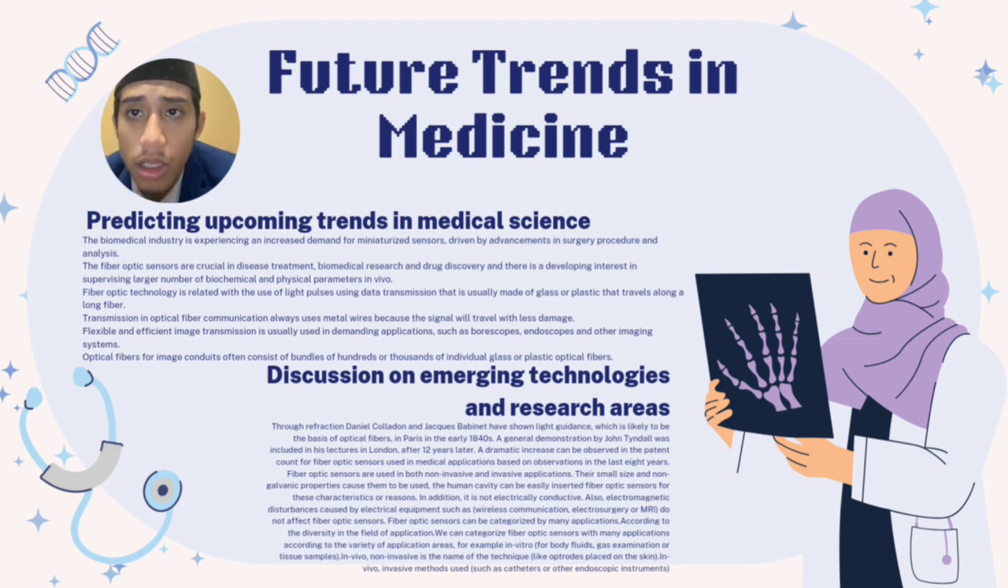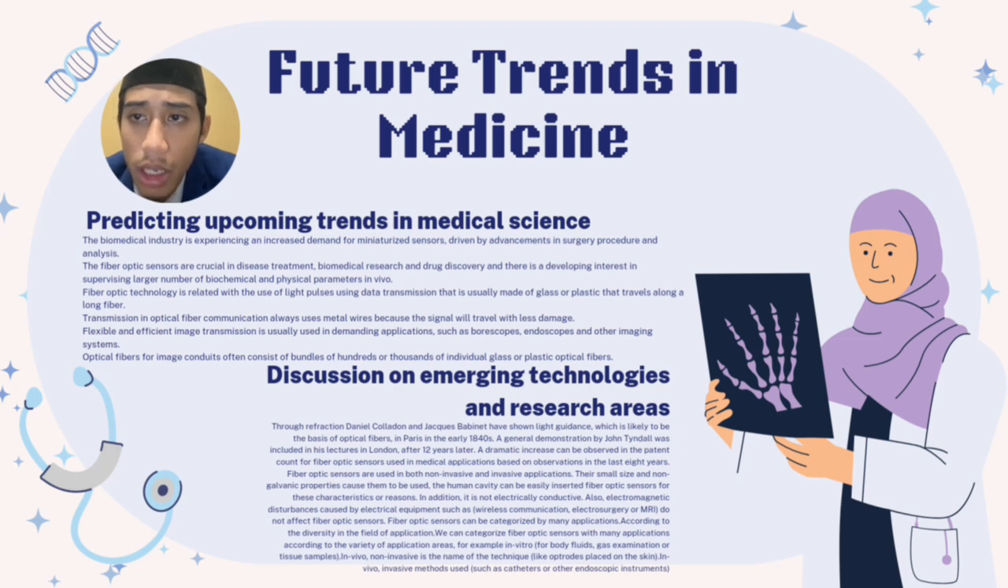Fiber optic technology is related to the use of light pulses for data transmission, usually through fibers made of glass or plastic. Transmission in optical fiber communication is preferred over metal wires because the signal travels with less damage. Flexible and efficient image transmission is usually used in demanding applications such as borescopes, endoscopes, and other imaging systems. Optical fibers for image conduits often consist of bundles of hundreds or thousands of individual glass or plastic optical fibers.